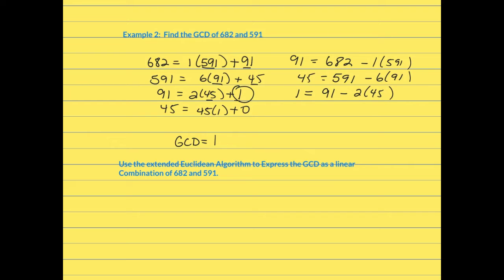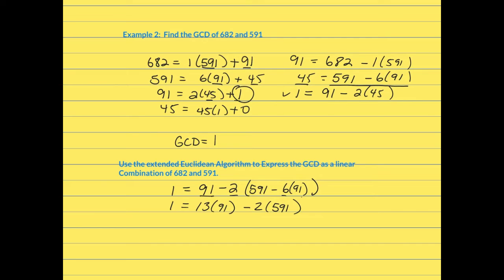So now we're going to rewrite this last equation. 1 equals 91 minus 2 times 45, where 45 we're replacing with this: 591 minus 6 times 91. Now we're going to combine like terms. So I've got 91 here, one of them. And then I've got negative 2 times negative 6 times 91. So negative 2 times negative 6 is positive 12. So I've got 12 times 91 plus one more. So I've got 13 times 91 minus 2 times 591.